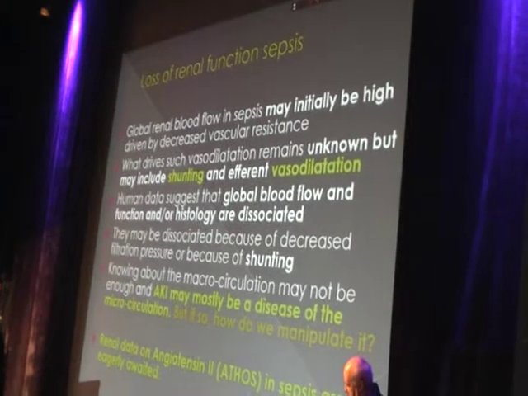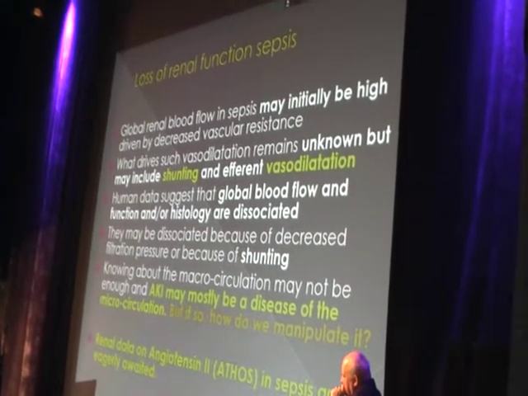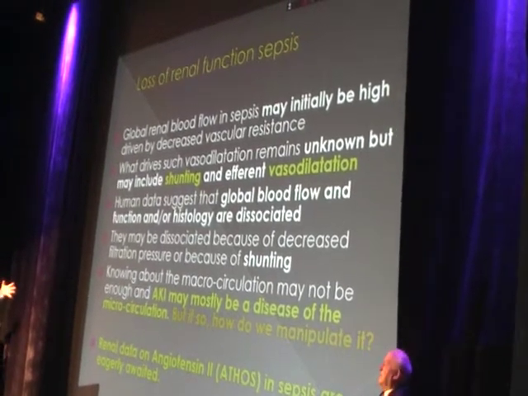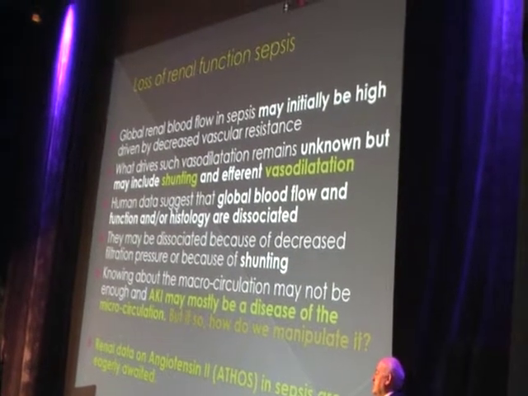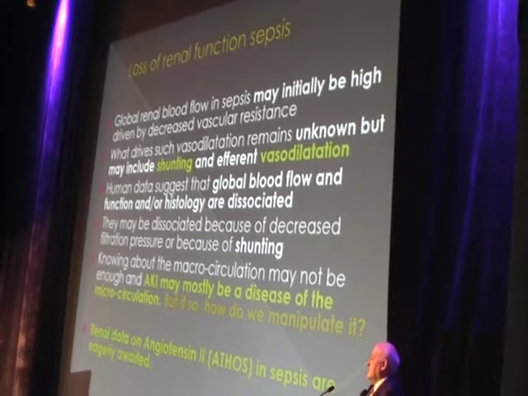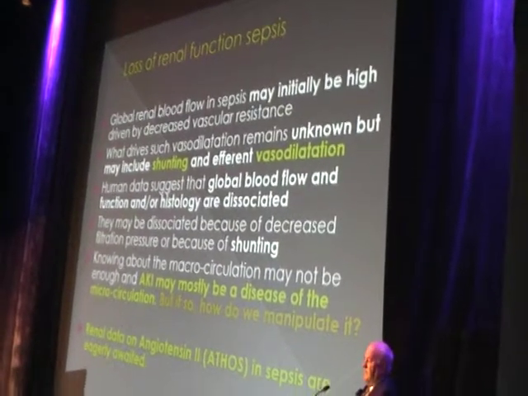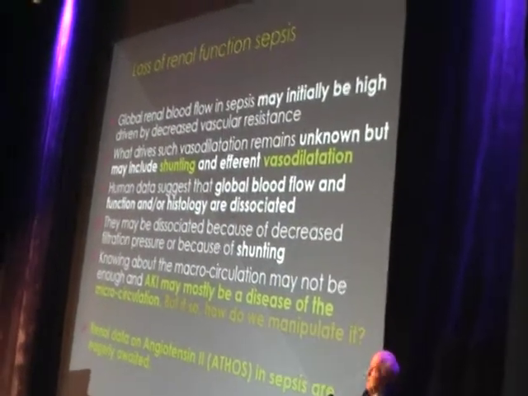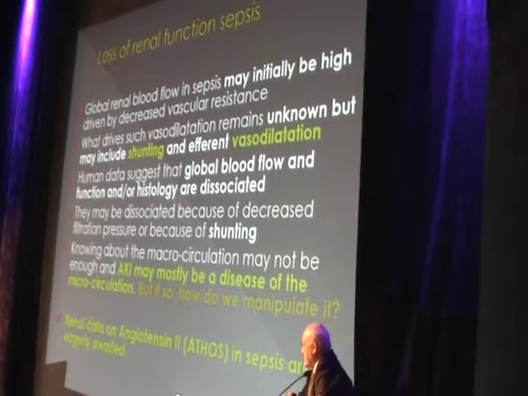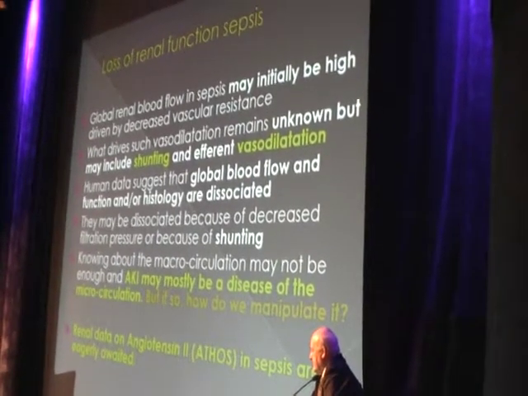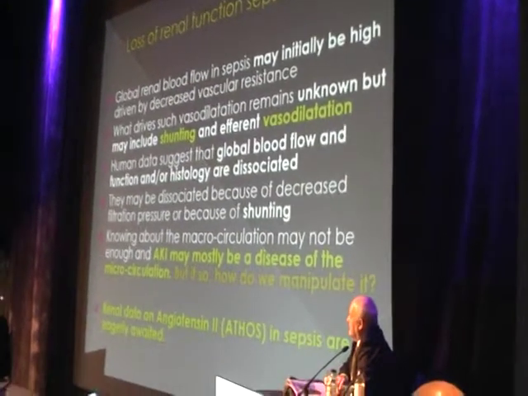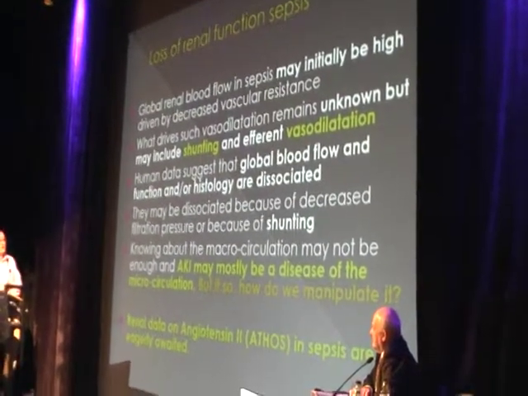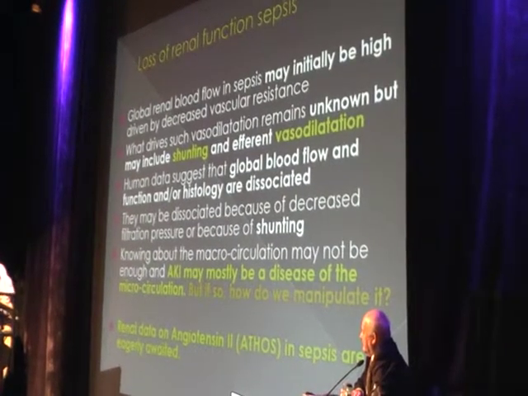So the global blood flow in sepsis may initially be high. What drives the degree of vasodilatation is unknown, but it may be a combination of shunting and efferent vasodilatation. Human data, as best as we can ascertain it, shows that global blood flow and function are actually dissociated, and we have histological data to show that there are very few histological changes, so maybe even the histology is dissociated.